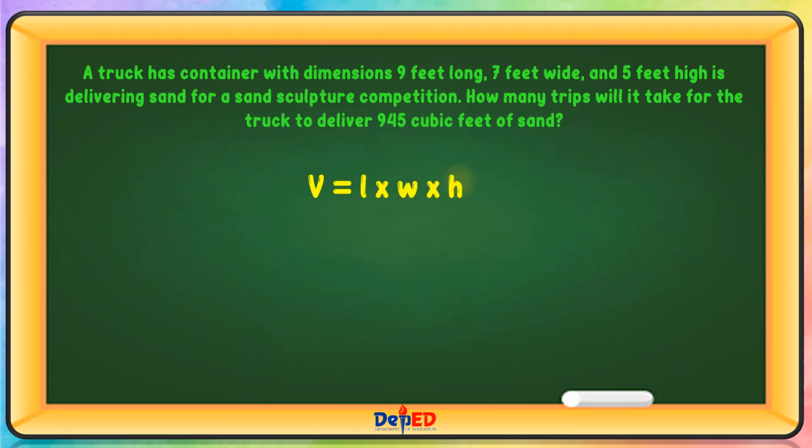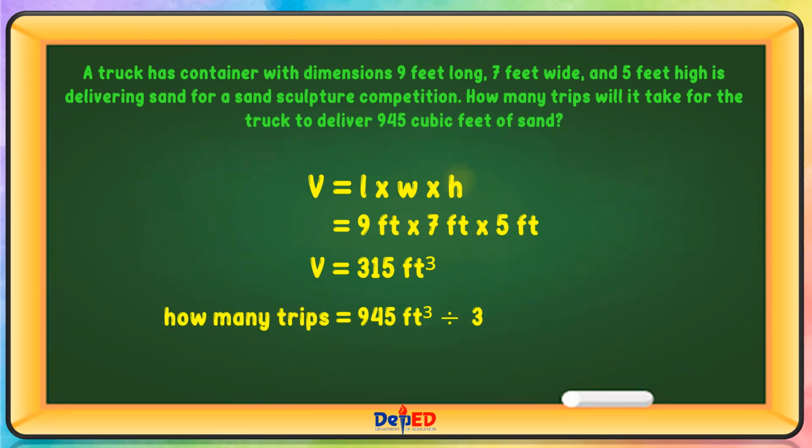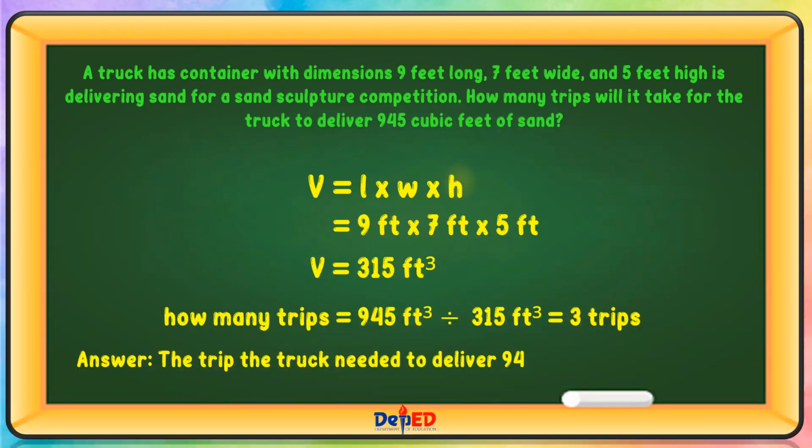Volume is equal to length times width times height. 9 feet times 7 feet times 5 feet is equal to 315 cubic feet. Since we're looking for how many trips the truck will take to deliver 945 cubic feet of sand, we divide 945 by 315 cubic feet, which is equal to 3 trips. Our answer is the trips the truck needed to deliver 945 cubic feet of sand is 3 trips.